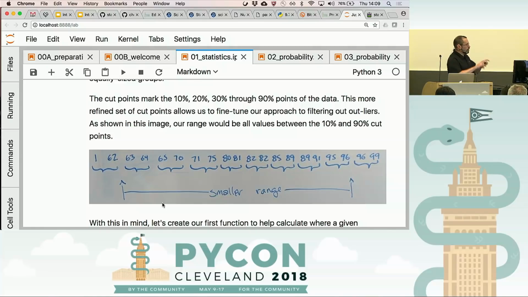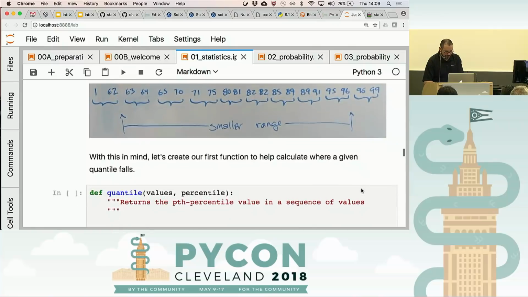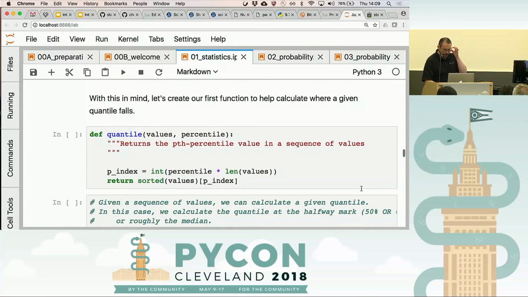And potentially, if I want to weed out some of those outliers, I could say, I really only care about all the things that fit between this lower quantile and this upper quantile. And so I filter out whatever's on each end. And that gets rid of the 1. It gets rid of the 99. All right. So let's make a function that helps us calculate where a given quantile falls.